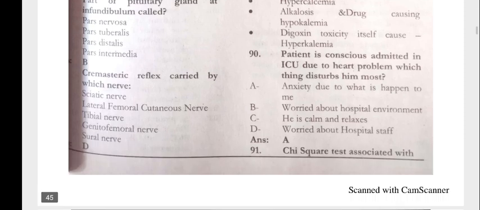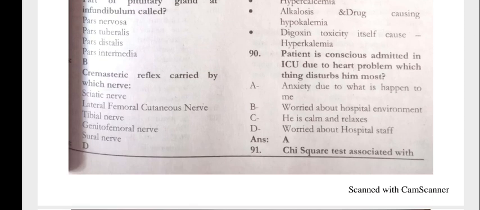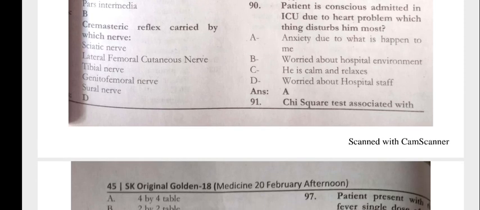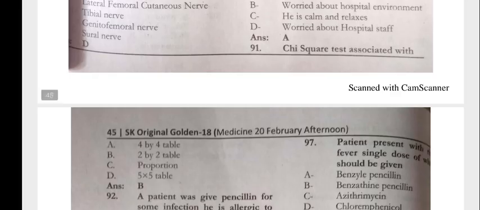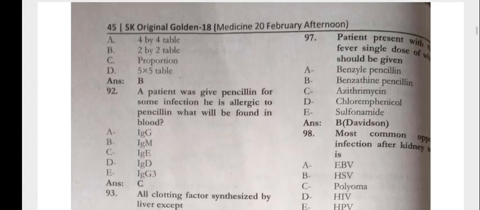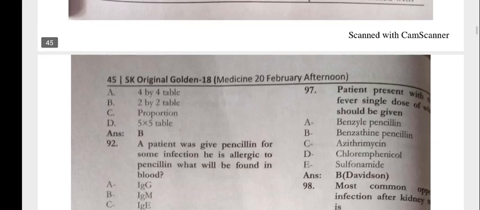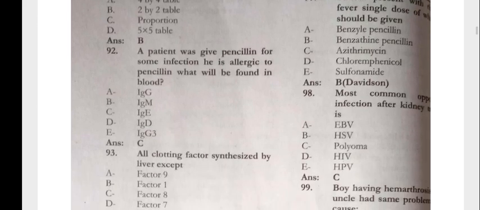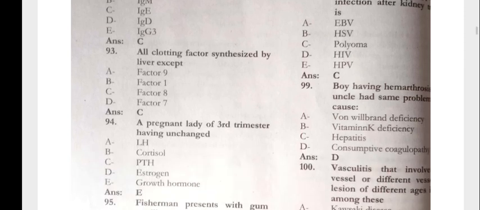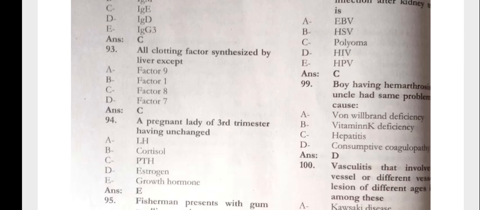Next, the patient is conscious, admitted to the ICU with a heart problem. Which thing disturbs him most? The anxiety due to what is happening to him or her. The chi-square test is associated with a 2x2 table. The patient was given penicillin. The infection is allergic to penicillin. What will be found in the blood? There is Ig. The clotting factors synthesized by the liver except factor VIII.